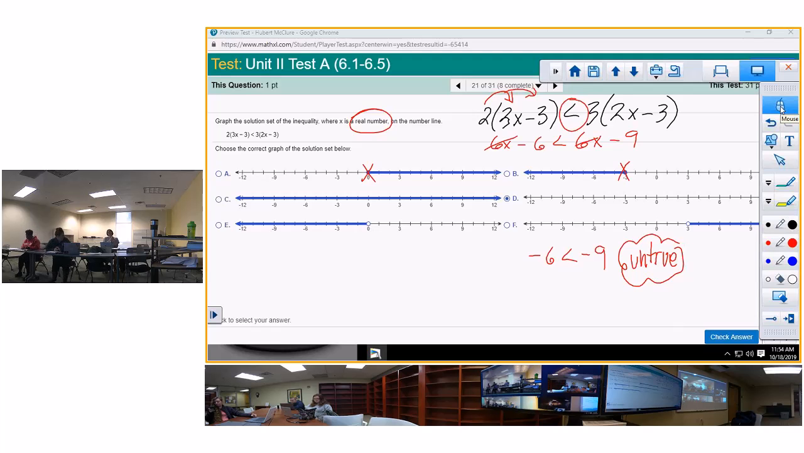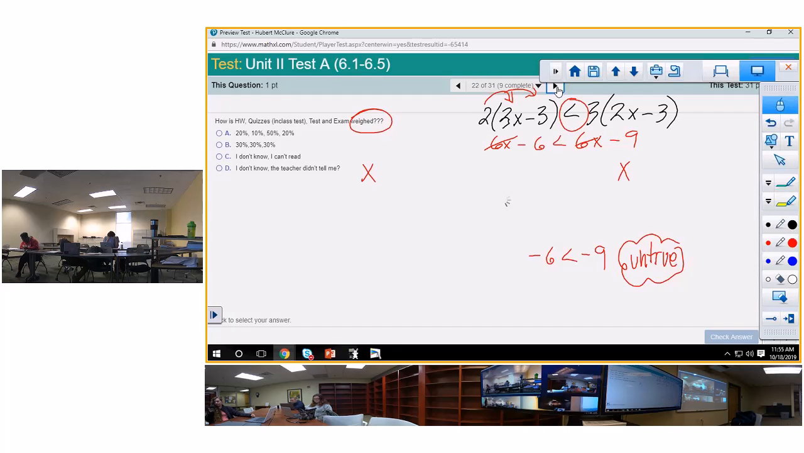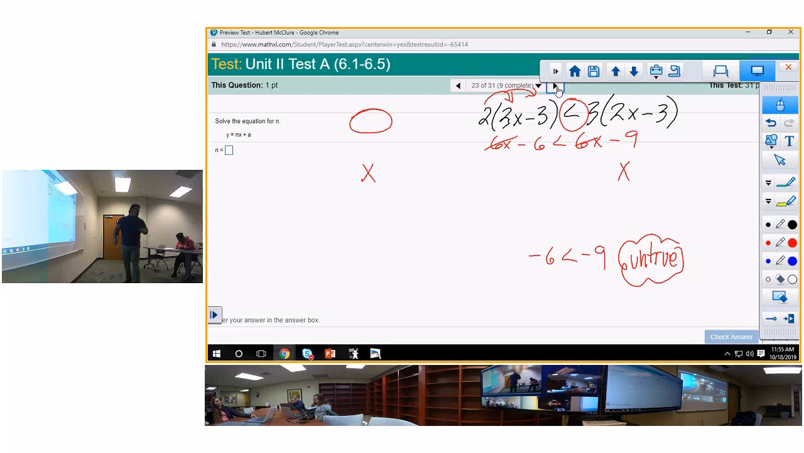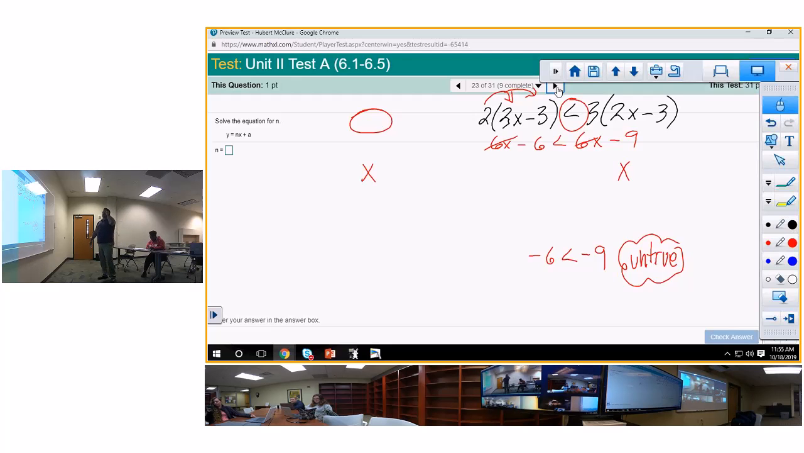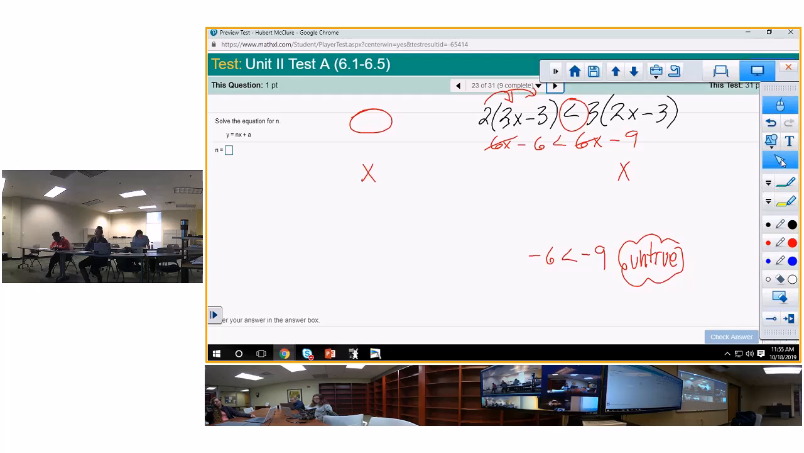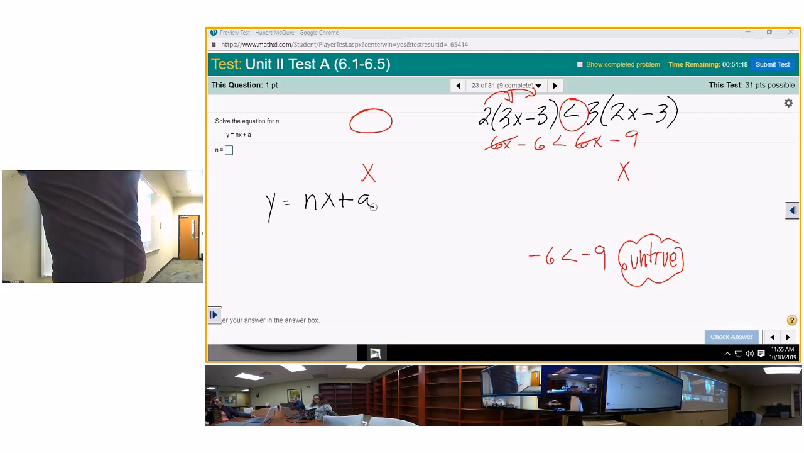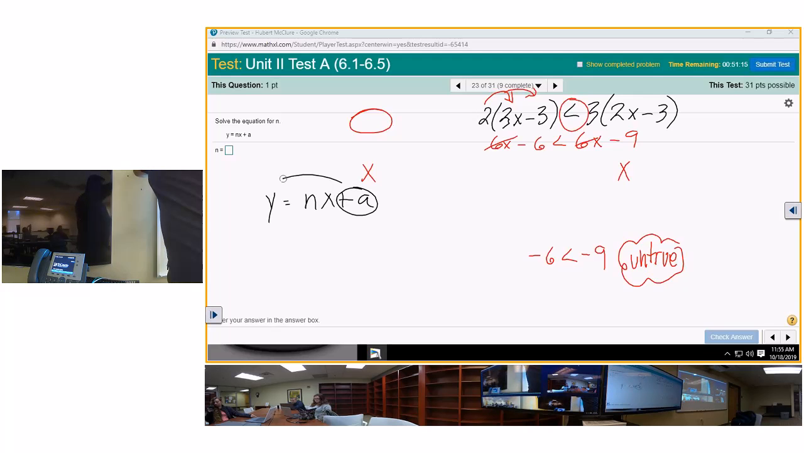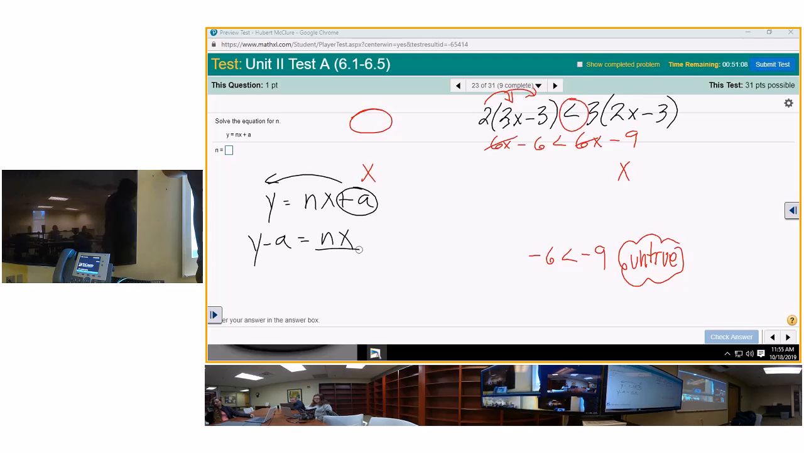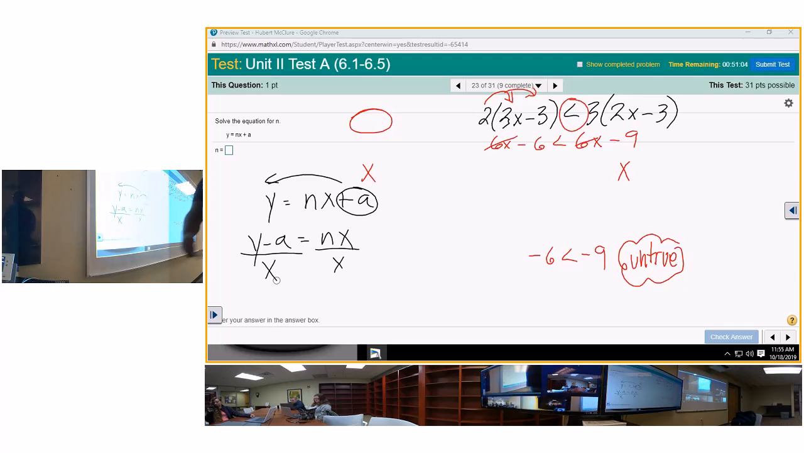All right, next. Solve the equation for n. Solve for n, so you're going to subtract the a. So that means y is equal to nx plus a. We're going to solve for n, so I've got to get rid of a. y minus a is equal to nx. So divide by x. So y minus a over x.